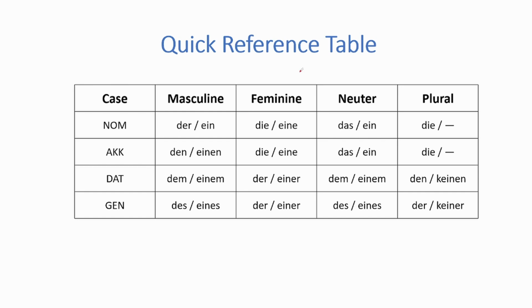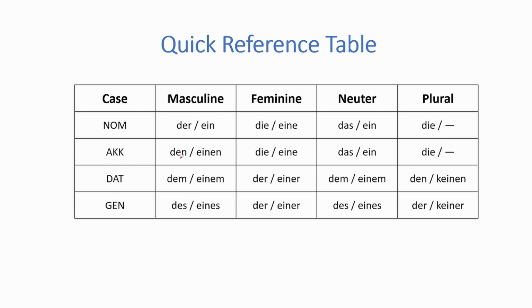So, a quick reference table. You have to remember these four cases to form German sentences. For nominative case, it is der or ein, feminine, die or eine, neuter, das or ein, and in plural, it is die or no article. It can be keine or a normal plural noun without an article.